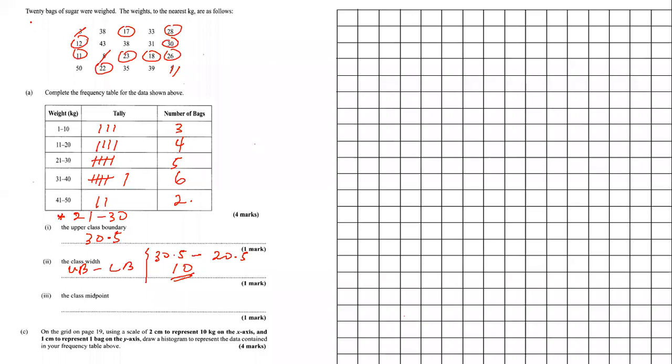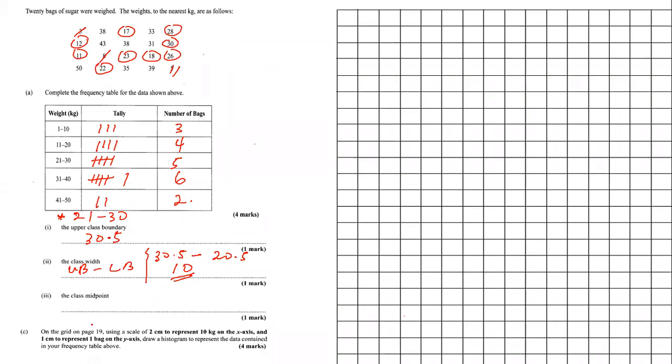Thank you. All right. If you want to find the upper boundary, you go to the upper number and add 0.5. If you want to find the lower boundary, you go to the lower number and subtract 0.5. If they ask you for class width interval, you go to the upper boundary minus the lower boundary, which will be 30.5 minus 20.5, then you get 10.